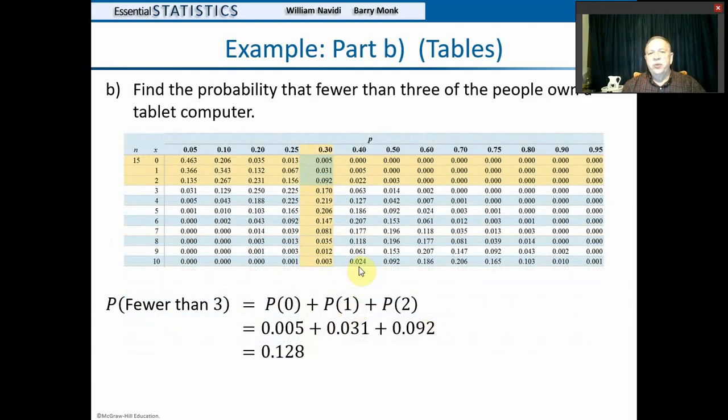What about fewer than 3, which is 0, 1, or 2? Then I would just add up. I'd do the very same thing. I'd go to my table. Here's my 15 trials. I'd go through a list of tables, find the one that has 15 trials. I'd go across my probabilities. Do I have a matching one? Yeah, there's 0.30. The probability of 0, 1, and 2, those three, I would just add them up because I'm looking at fewer than 3, which is the 0, the 1, or the 2.